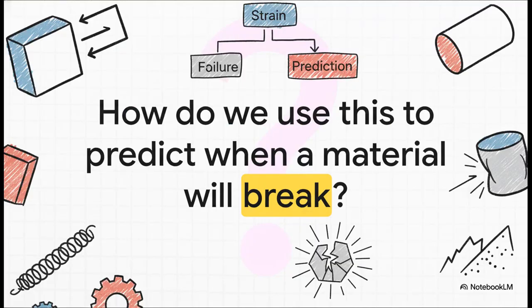So this leaves us with one last massive question. We now have this perfect language to describe exactly how something deforms. But how do we connect that to the forces that are causing it? How do we use all this to predict the exact moment something is going to snap? Well, that is the bridge to our next topic, and that's a story for another explainer.